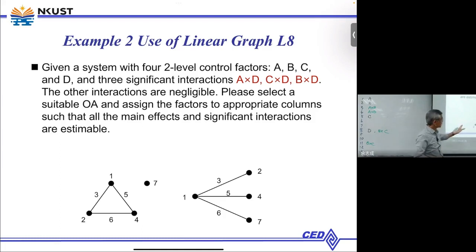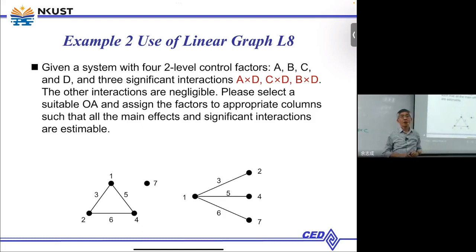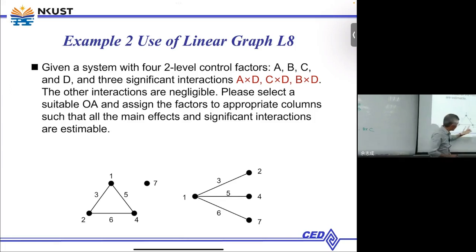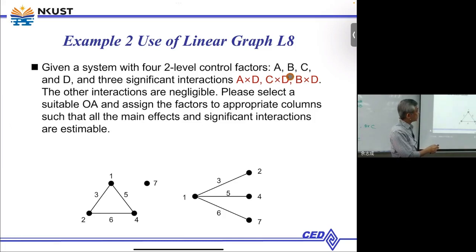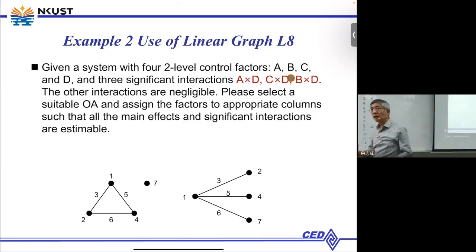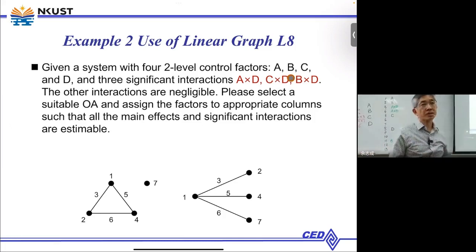First, there are 2 linear graphs in L8. You know L8 is good because there are only 4 two-level factors. We can start from L8. But is L8 okay? We have 2 linear graphs. First, we want to double check if this linear graph is okay. From the problem, you know we need to analyze AD, CD, and BD. So which one appears the most?